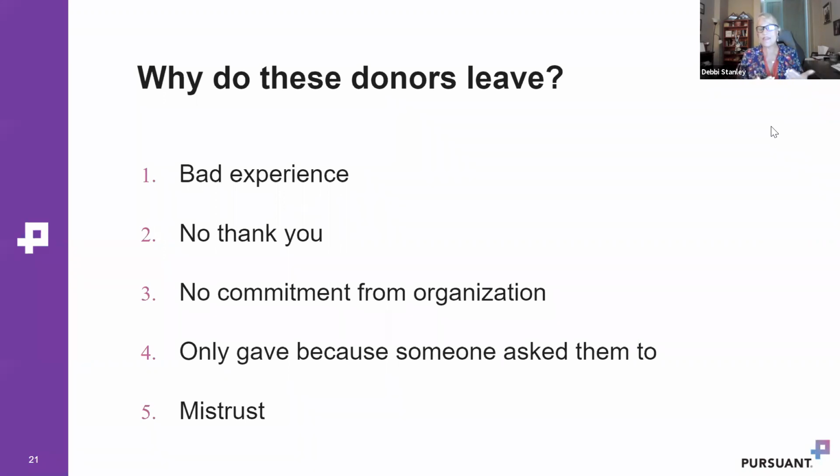So number 4, I think, is very, very common. Peer-to-peers, Facebook fundraising, GoFundMe's, all of those really lead to number 3 and number 2 and number 1. So you want to create an experience and a one-to-one relationship with you, not with because Debbie asked them to give. You want to be able to keep them engaged because you're a great organization, and they should.